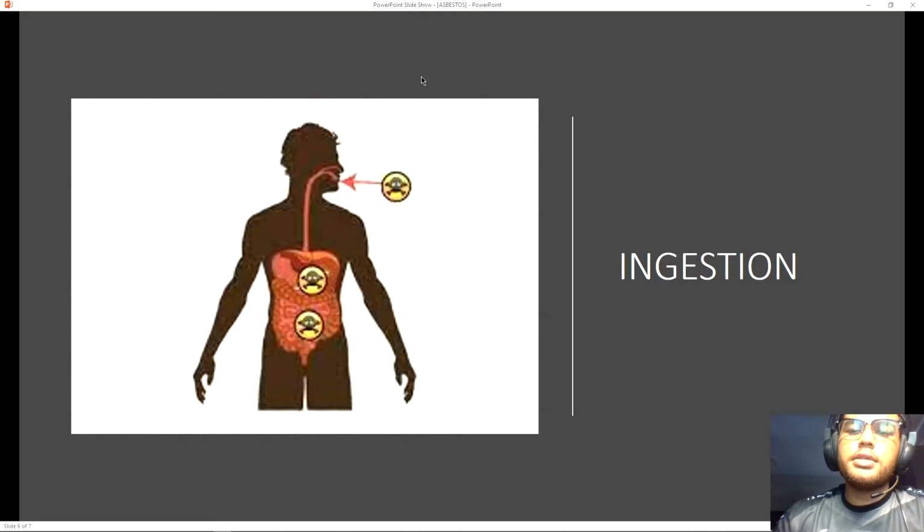So the next one is ingestion. Ingestion is a less important pathway of exposure. It occurs through swallowing materials removed from the lung, drinking water contaminated with asbestos, or incidental ingestion during swimming in contaminated water.